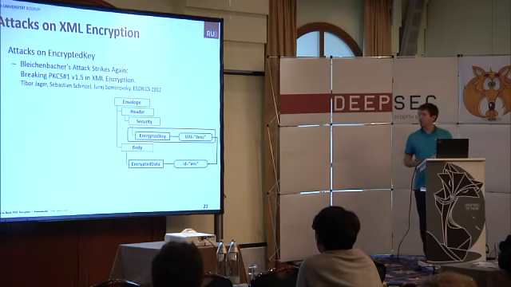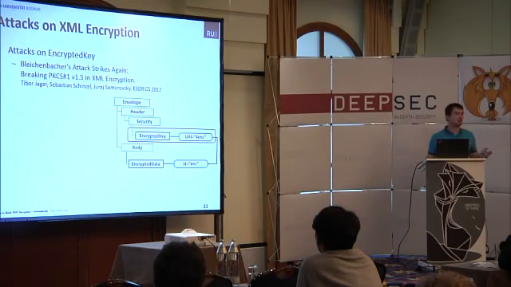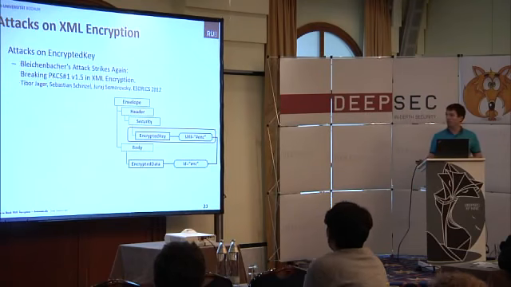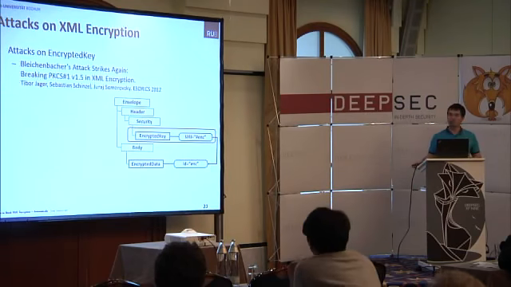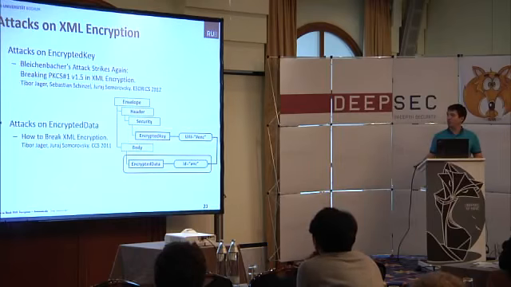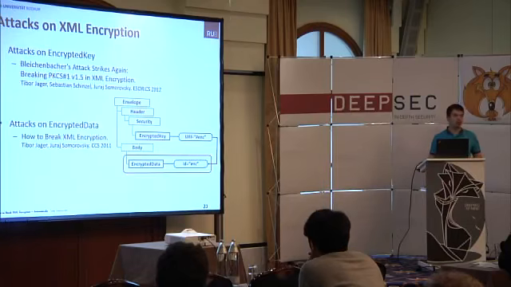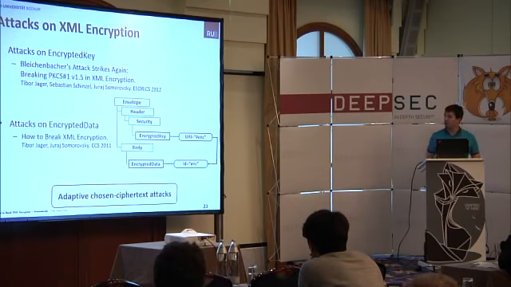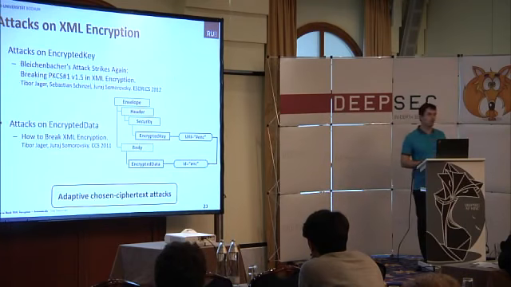The problem is, in 2012, we published attacks on XML encryption on the asymmetric part using the so-called Bleichenbacher's attack. It was on this encrypted key. And then back in 2011, we published attacks on the symmetric part and how to decrypt the data directly, which was symmetrically encrypted. And both of the attacks are adaptive chosen ciphertext attacks.